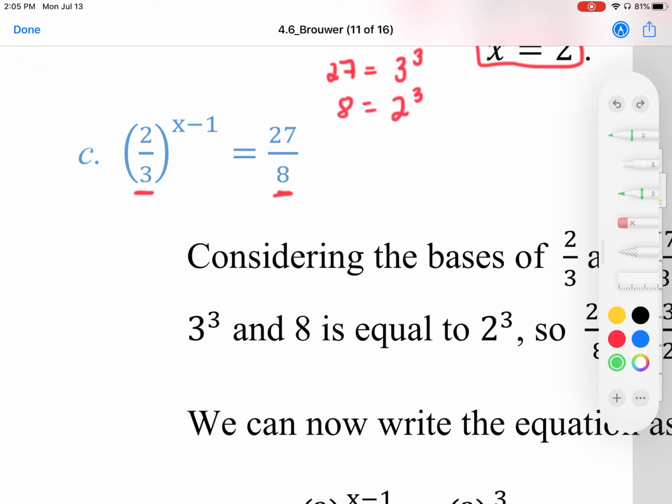as 3 cubed over 2 cubed. But that still doesn't fix the issue because I want 2 on top and I want 3 on the bottom, and it doesn't match up. So in order to switch them, we can go ahead and raise everything to a negative 1 power. That would cause it to flip.